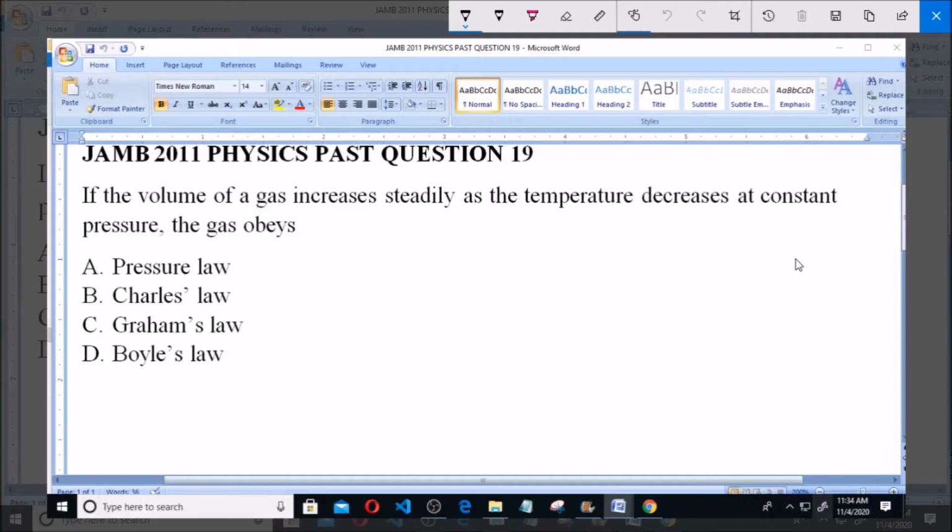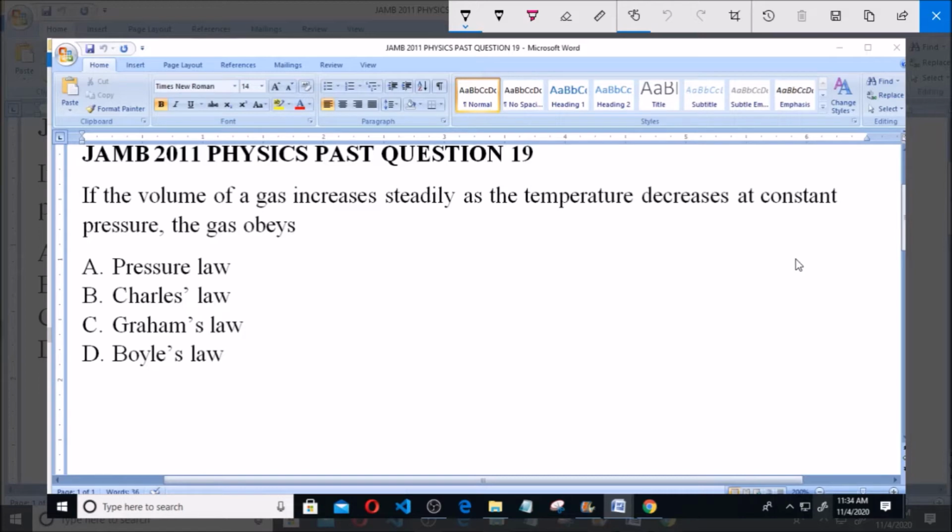Hello and welcome. I will be answering JAMB 2011 Physics Past Question 19. If the volume of a gas increases steadily as the temperature decreases at constant pressure, the gas obeys A. Pressure law, B. Charles law, C. Graham's law, D. Boyle's law.